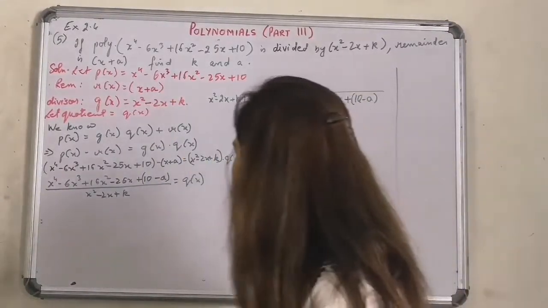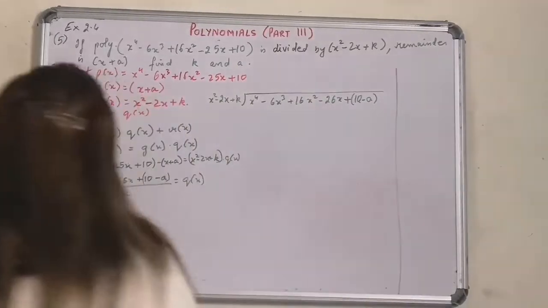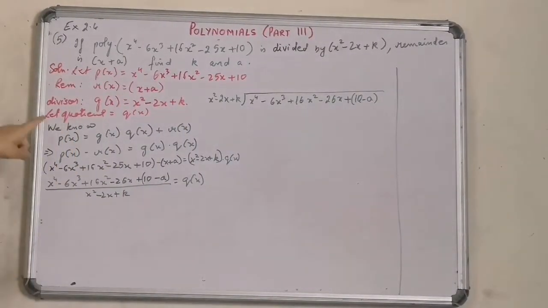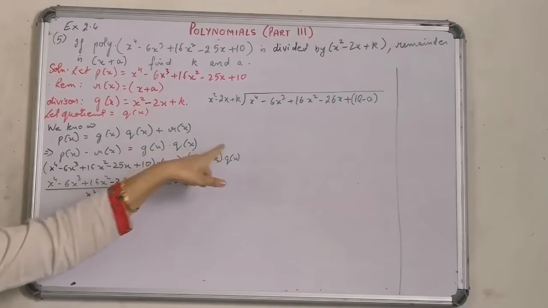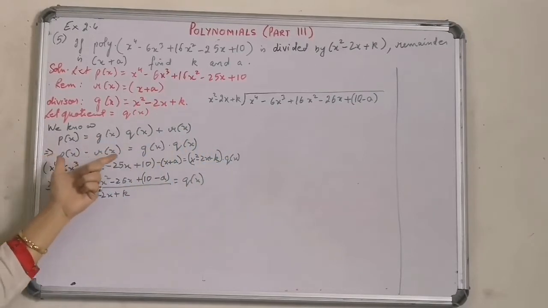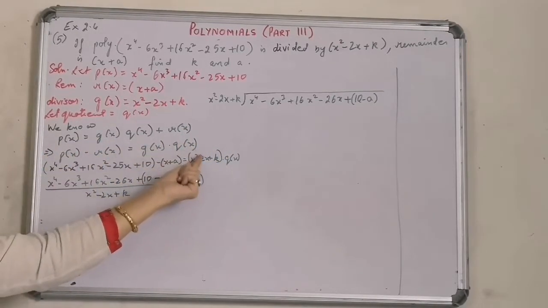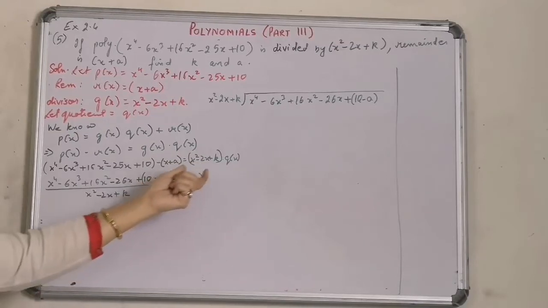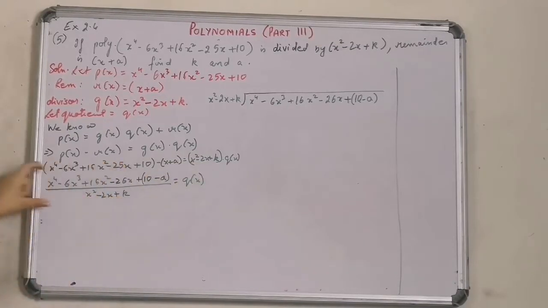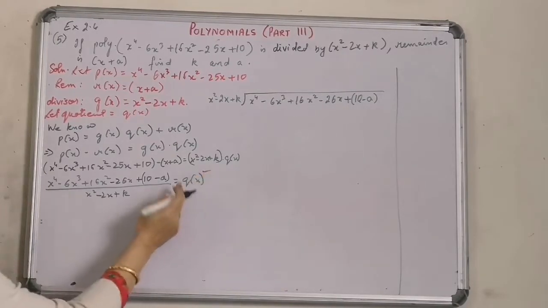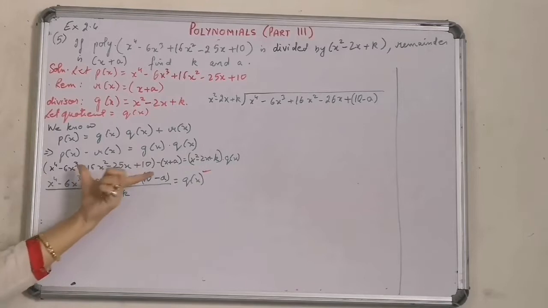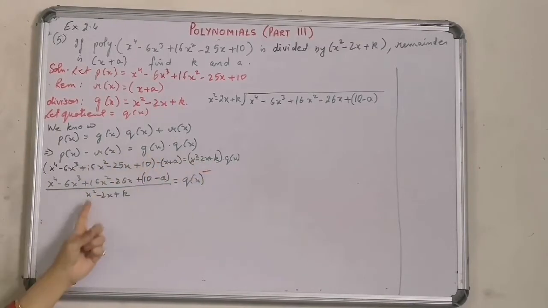So what do we have over here? Let's suppose the quotient to be q(x). Now we know that dividend is equal to divisor into quotient plus remainder. If we bring the remainder to this side, we have g(x) into q(x) on that side. That means each of them is a factor of this expression. Now let's divide. To get the value of the quotient, let us divide this expression by x square minus 2x plus k.